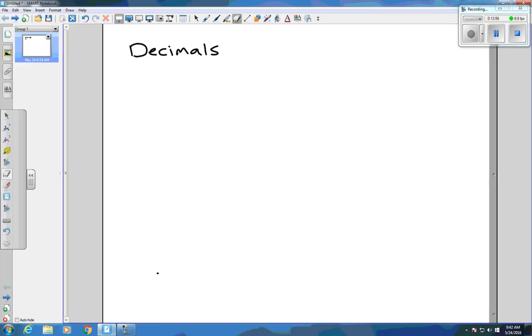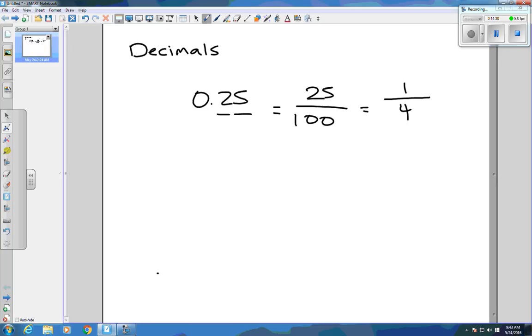Let's do another one. We have 0.25, okay? Well, we know 0.25 is not a whole number. It's a portion of a whole, but we do know this is the 10th spot and this is the 100th spot. So to convert it to a proper fraction, you would put 25, and remember this last spot is the hundredths, so you'd put it over 100. Is that reduced to lowest terms? No. We know 25 goes into 100 4 times, so your proper fraction would be 1/4.